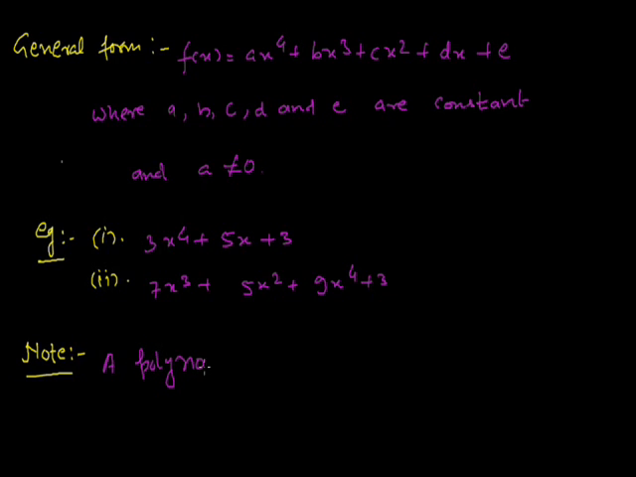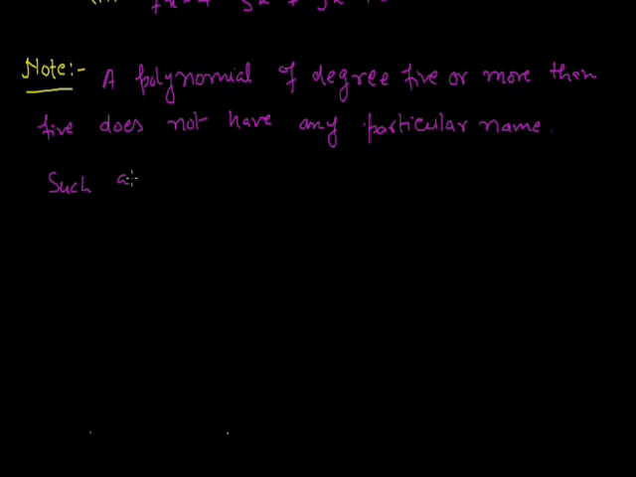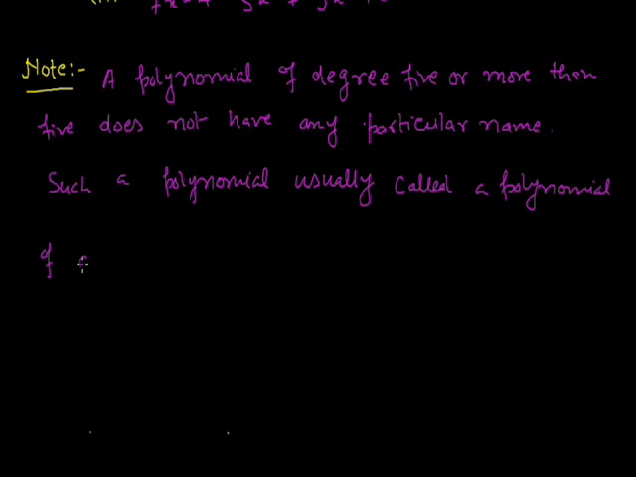Polynomials of degree 5 or more than 5 do not have any particular name. Such a polynomial is usually called a polynomial of degree 5 or 6 and so on.